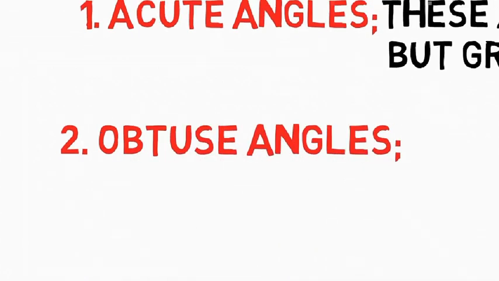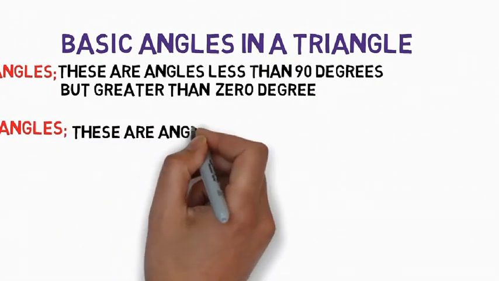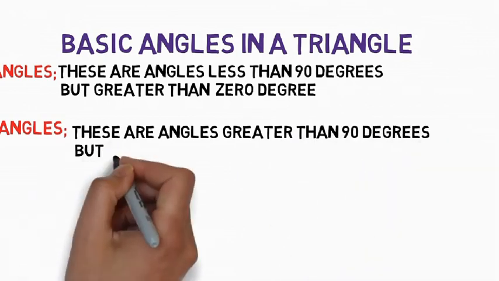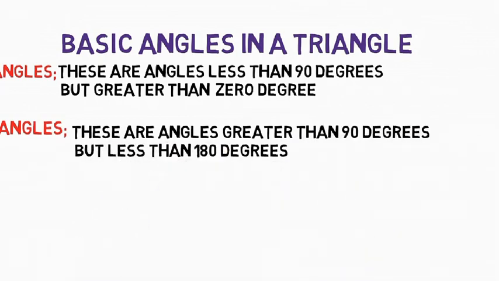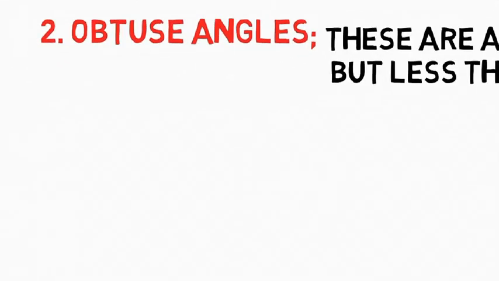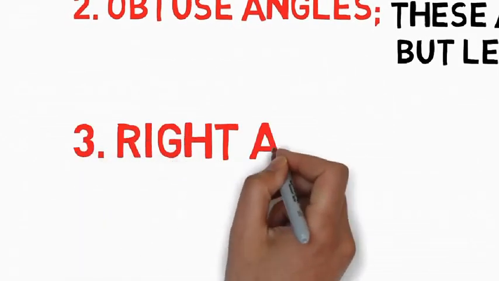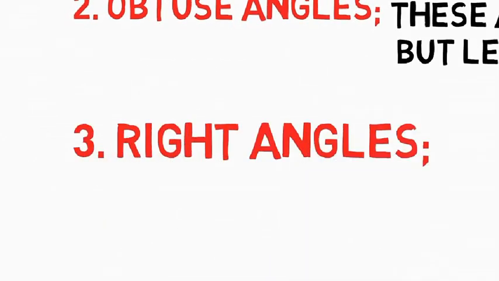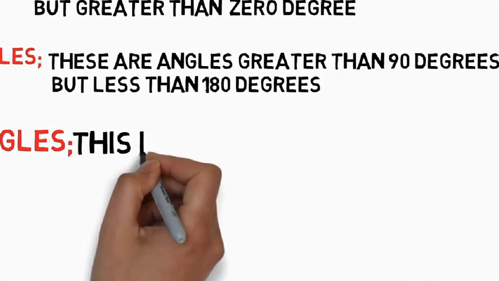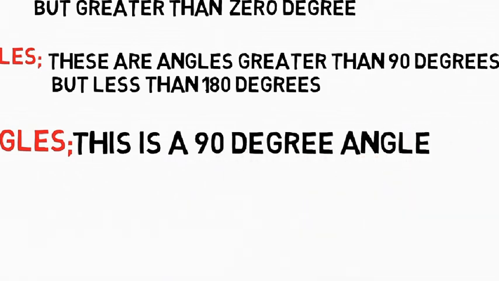Another angle is the obtuse angle. These are angles that are greater than 90 degrees. All the angles greater than 90 degrees but less than 180 degrees are called obtuse angles. Okay? Then we have another special type of angle, the right angle. The word right gives you the consciousness of 90 degrees. So this is a 90 degree angle.